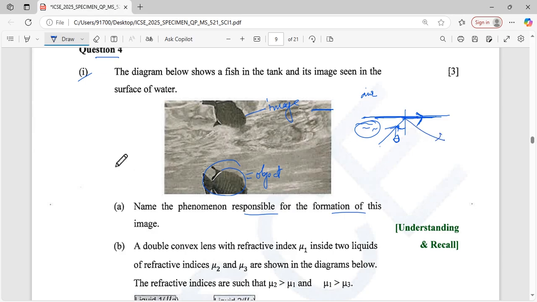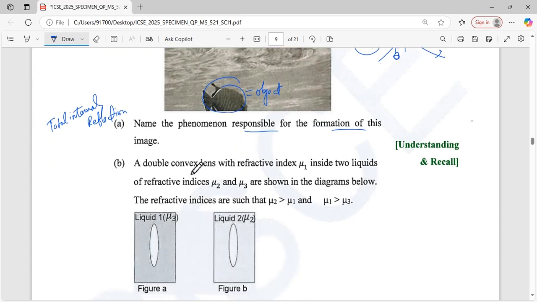So here the answer is that the phenomenon responsible for this is called total internal reflection. Okay. Next, question number B.